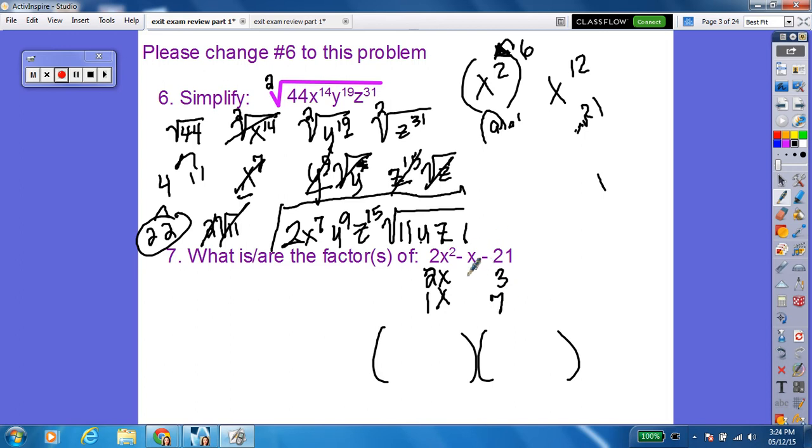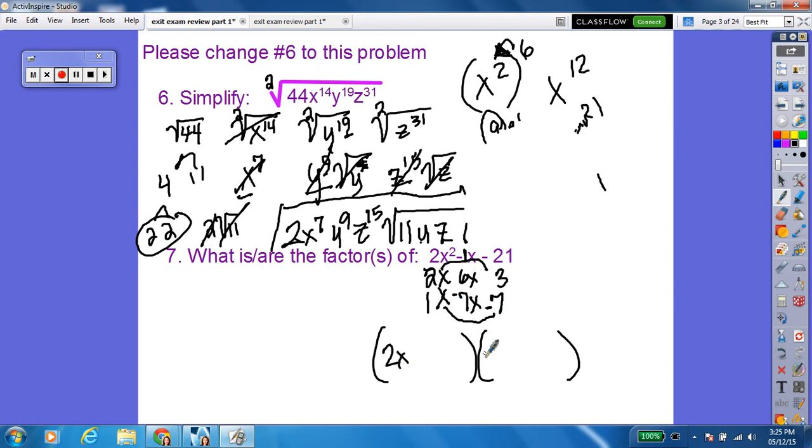Now one of these has to be negative because this is negative. This is a negative 1. So if we multiply that, we get 6x. If we multiply that, we get 7x. We want negative 1, so we want that 7 to be negative. So there we have our pairs. We want to multiply these two.